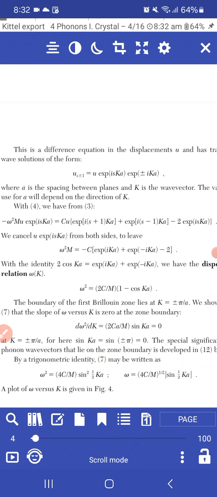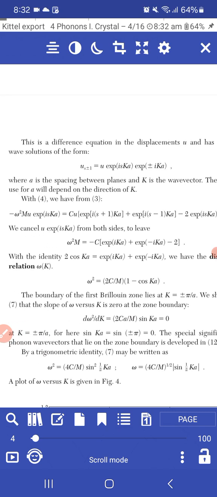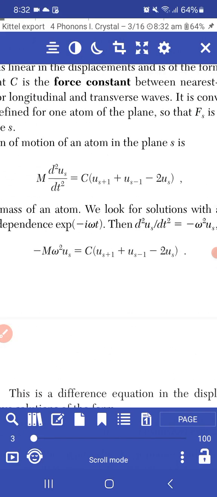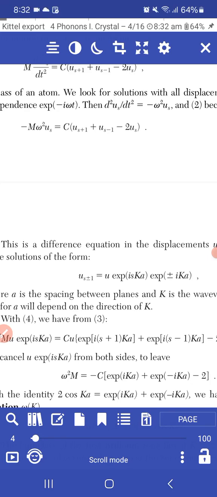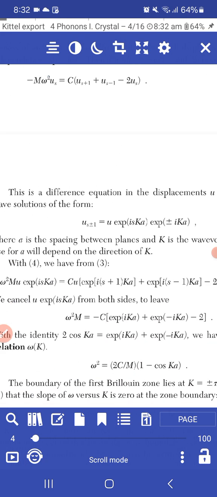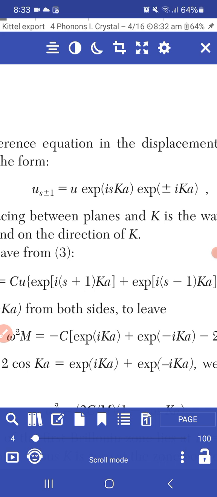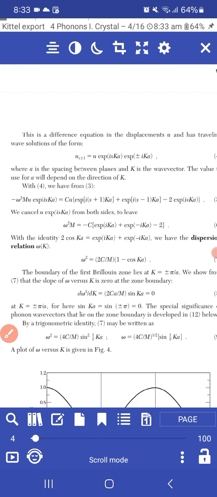This is the difference equation in the displacements u and has traveling wave solution of the form A. So this one, ये वाला ये क्या है, is the difference equation. ठीक है, difference equation माइनस वन साइन सब आ गया. ठीक है, दिस इज डिफरेंस इक्वेशन. उसका सोल्यूशन ऐसा दिखता है, u, u इसका e का. ठीक है, ये s माइनस प्लस वन के लिए. ठीक है, ये है सोल्यूशन का फॉर्म.